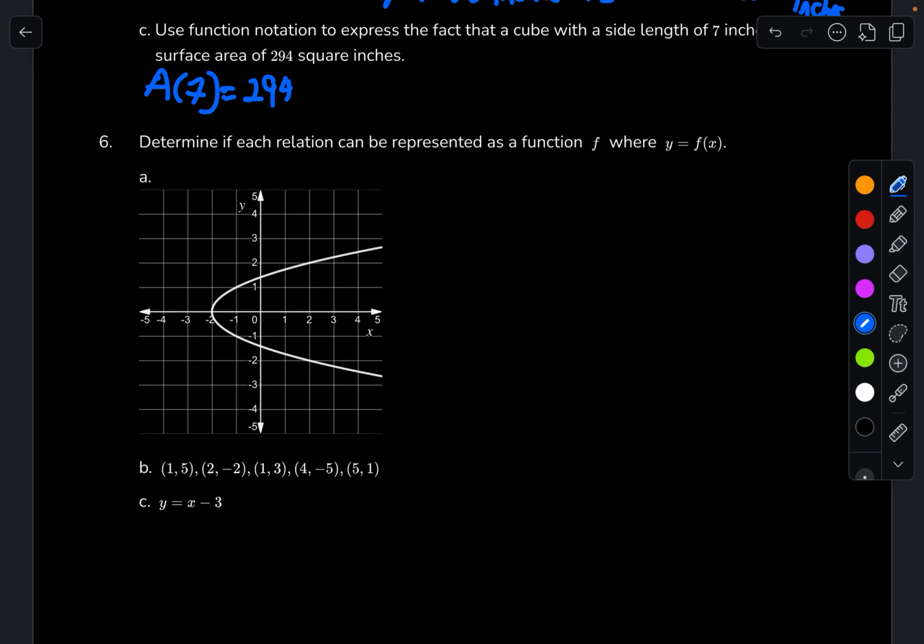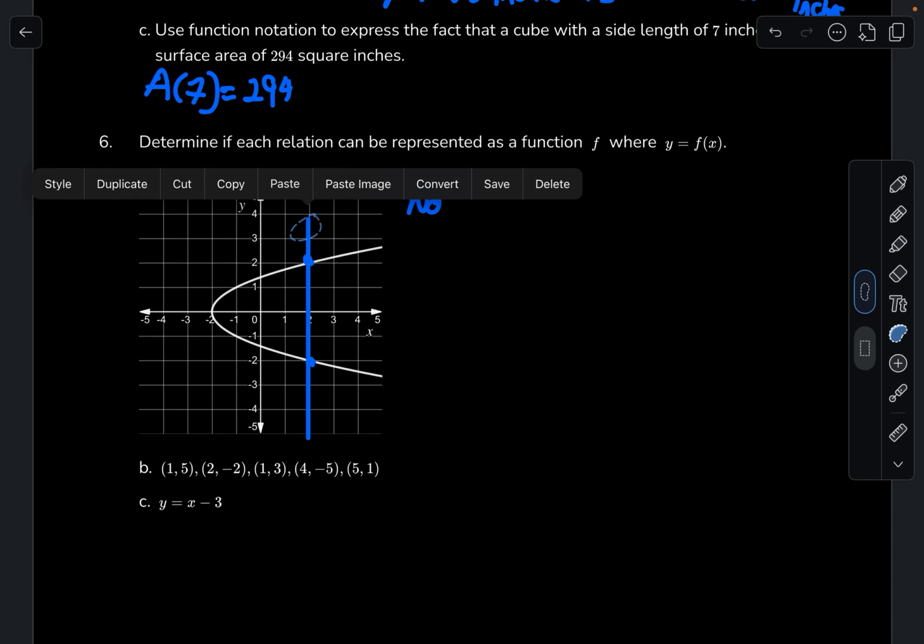All right. Determine if each relation can be represented as a function. Okay, so the first one's a graph, and I hope you recognize it can't be because it doesn't pass the vertical line test. So no. Okay. They don't ask you to say why. You could say because it doesn't pass the vertical line test. Remember, vertical line test says if you drop a vertical line and if it touches the graph anywhere more than once at any given location of x, it's not a function. If it touches only once, then it is a function, so not a function.